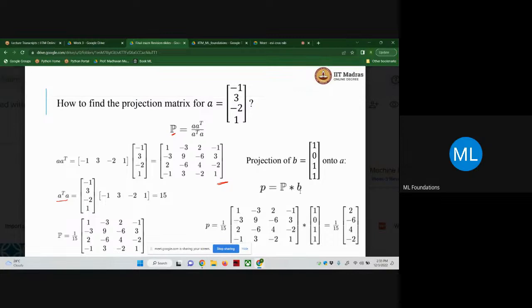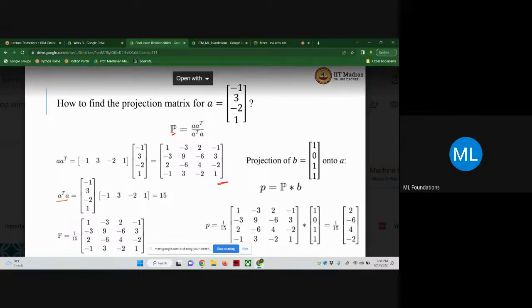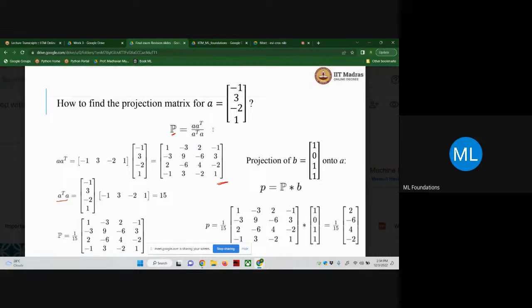Here I want to emphasize one thing: projection of B onto A and projection of A onto B are both different. Projection of B onto A will be equal to A transpose by A transpose A multiplied by B. Projection of A onto B will be the opposite, that is BB transpose by B transpose B multiplied by A. Is the difference clear? Yes, sir.